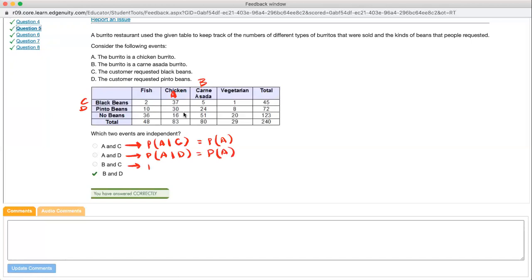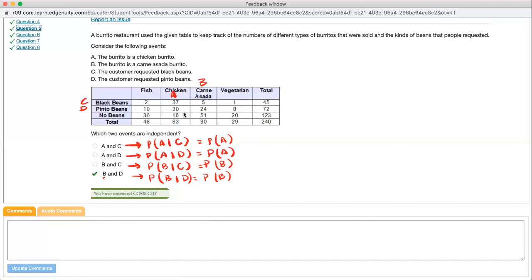This one, my probability of B given C has to equal my probability of B. And this one is probability of B given D has to equal my probability of B, right? So looking at the first one. Okay, so I'm going to start with the last one since we know that it's correct because the answer is checked right there. Looking at probability of B, let's start with that.